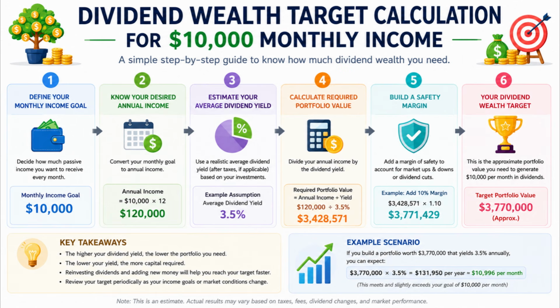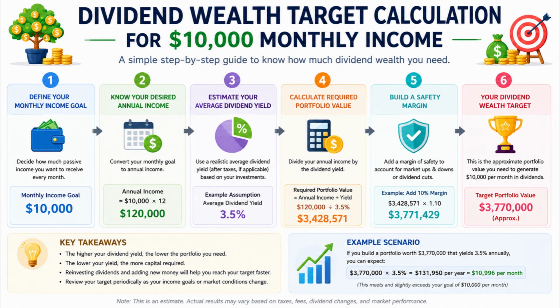Now, we calculate the required portfolio value. The formula is annual dividend income divided by dividend yield. So, $120,000 divided by 3.5% gives approximately $3,428,571. This means that, before adding a safety margin, an investor may need around $3.43 million invested at a 3.5% yield to generate $120,000 per year.